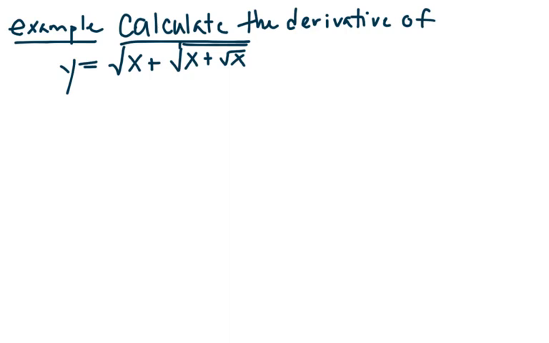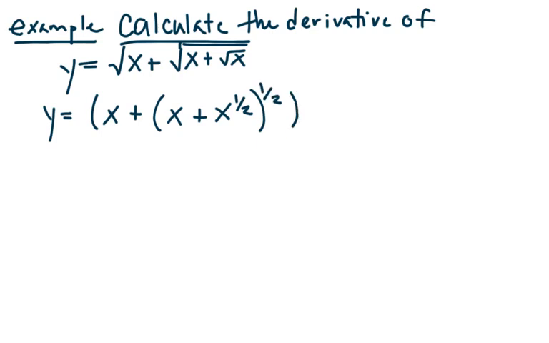So one thing that I find helpful with radical functions is rewriting the radical as a rational exponent. So let's rewrite the radicals as rational exponents. So we have y equal to x plus x to the 1/2, and then this whole x plus x to the 1/2 is raised to the half power. And we close the parentheses, and then this whole thing, x plus the quantity x plus x to the half, is raised to the 1/2 power.